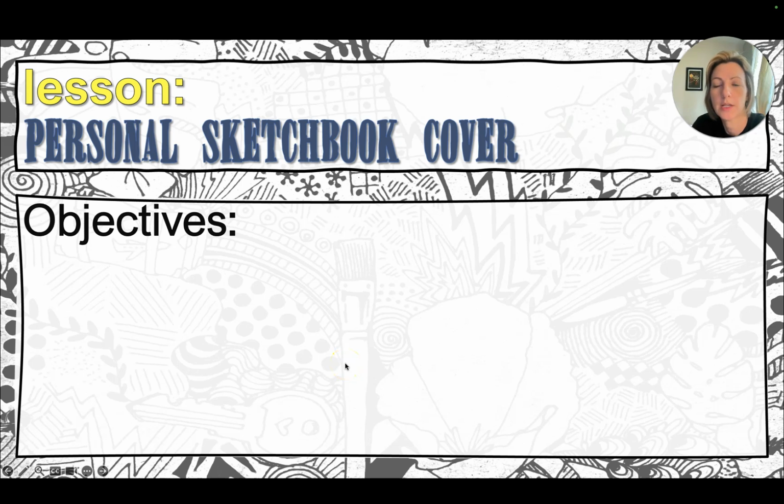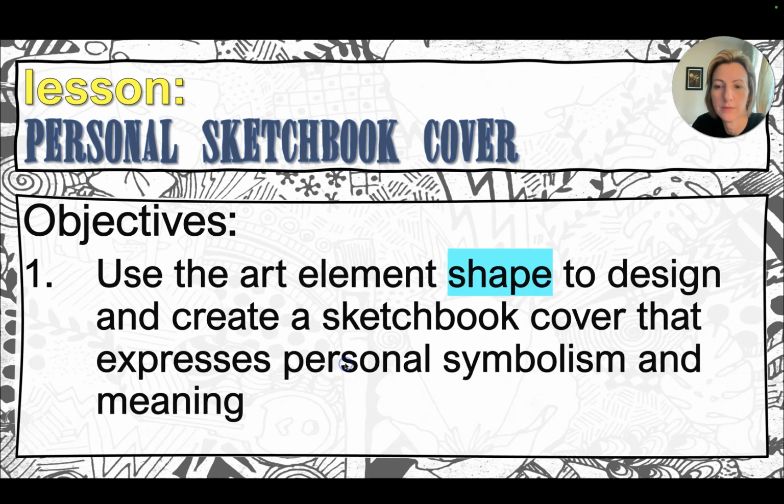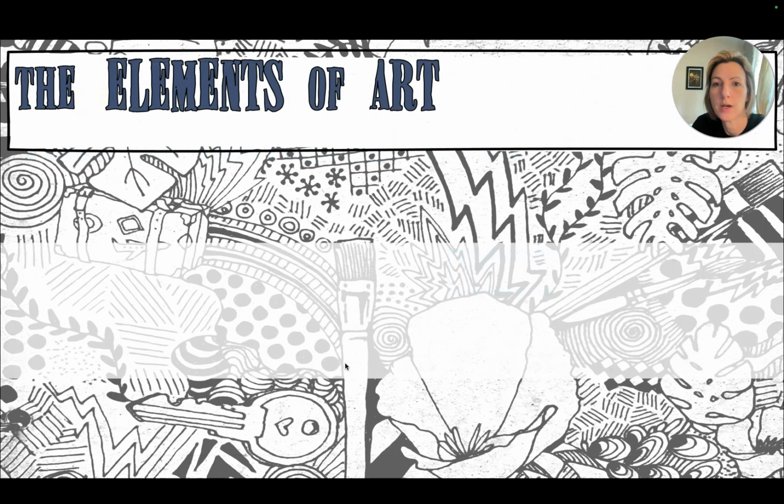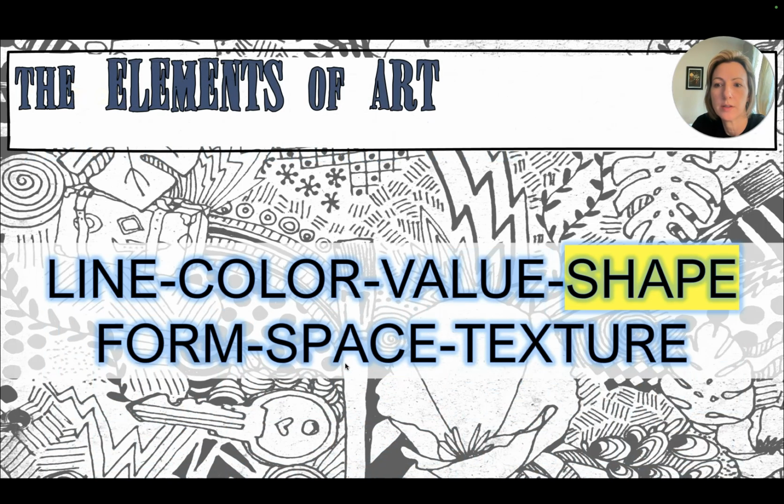This is our personal sketchbook cover lesson. Our objectives are to use the art element shape to design and create a sketchbook cover that expresses personal symbolism and meaning. So just a quick reminder, the elements of art are the building blocks of art: line, color, value, shape, form, space, and texture, and we are going to be focusing on shape in this assignment.